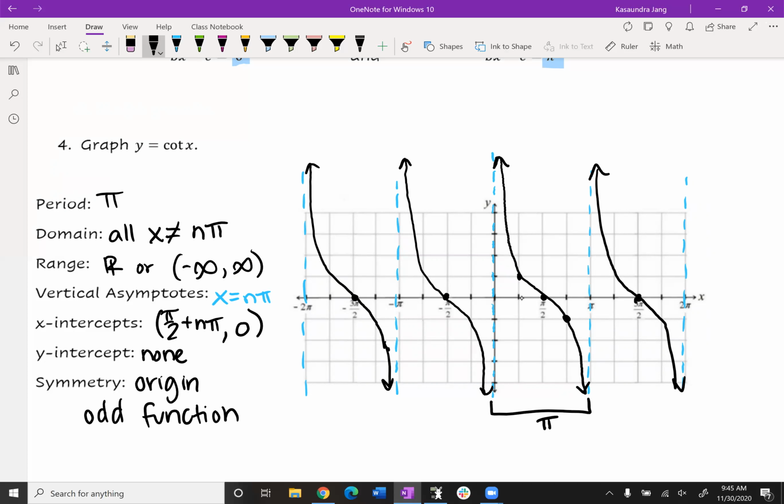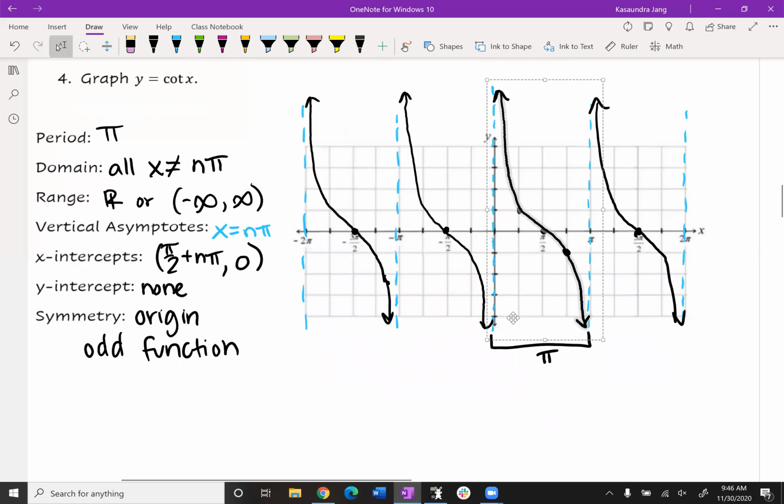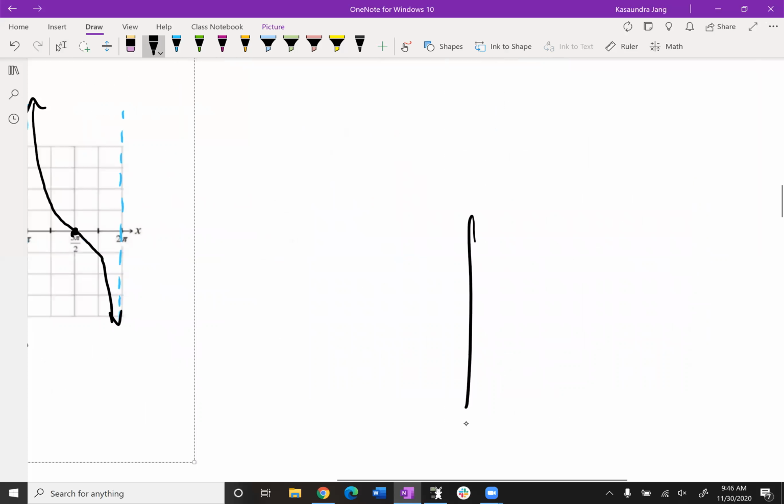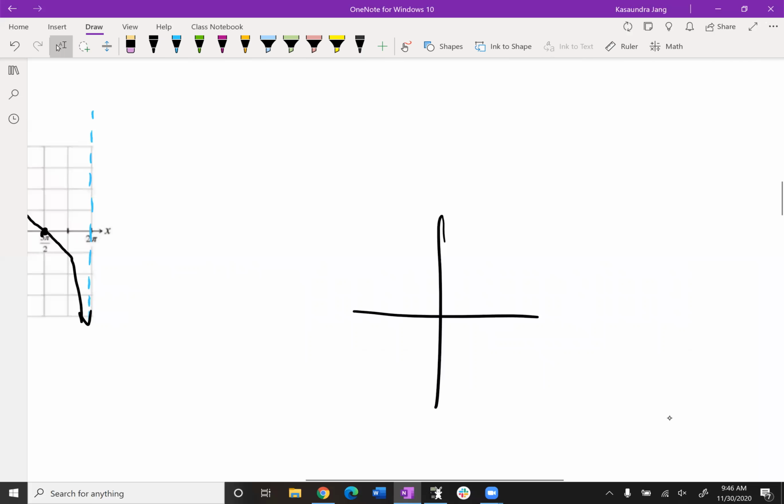Okay, any questions on my cotangent graph? Question on the cotangent graph. All right, so Dylan, I'm going to go off to the side here real quick. Just a refresher on even and odd functions. I'm going to draw a little example of each.